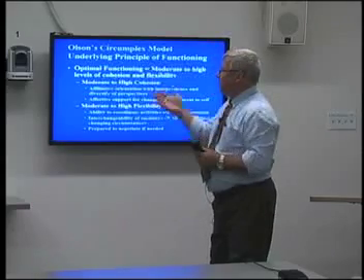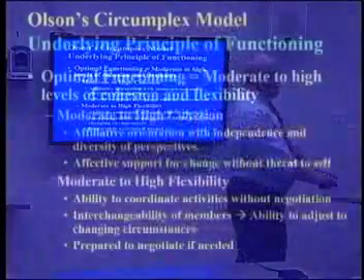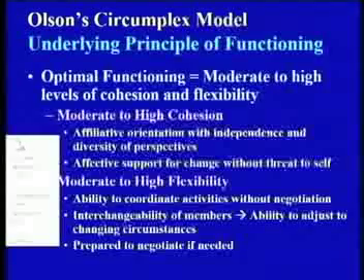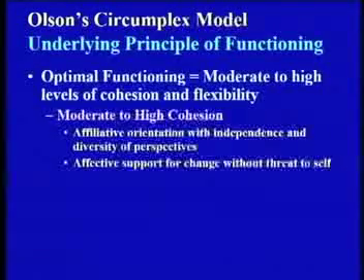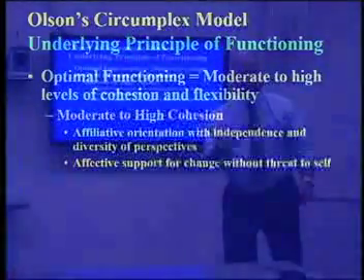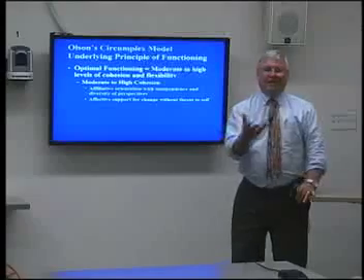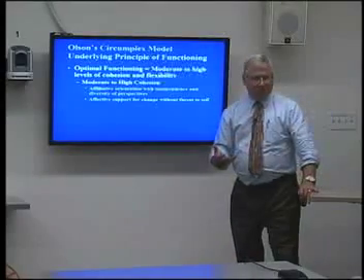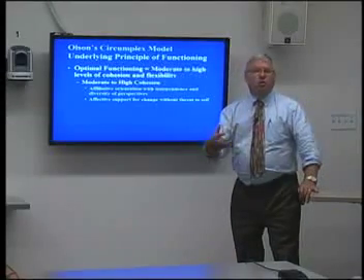So why moderate to high cohesion? Why moderate to high flexibility? Theoretically, it makes sense. If you have moderate to high cohesion, the members of the family will have a stronger, what we can call affiliative orientation. They'll want to associate with the other family members. They'll like interacting with their brothers and sisters and their parents. They'll genuinely want to do things together.